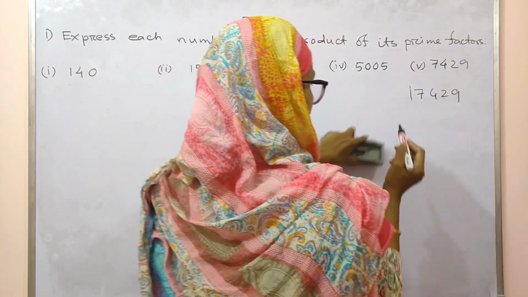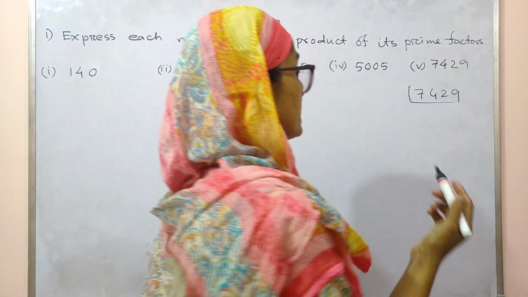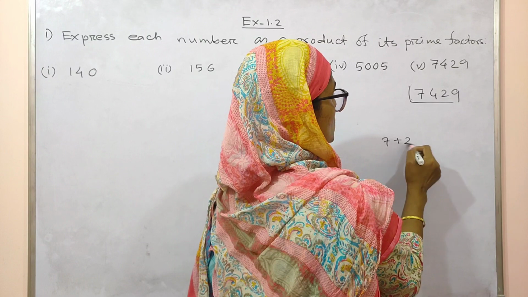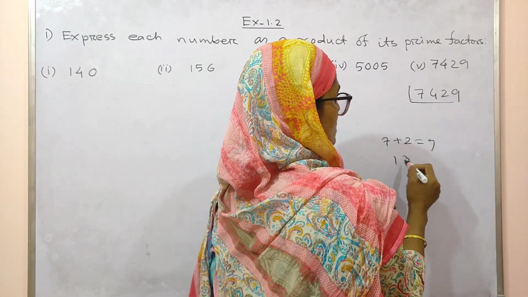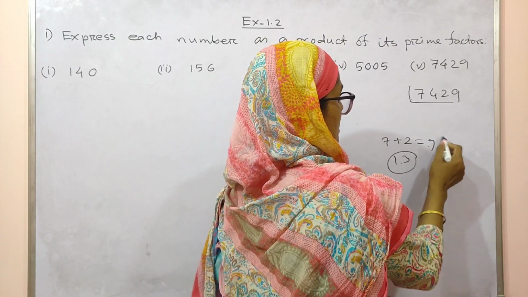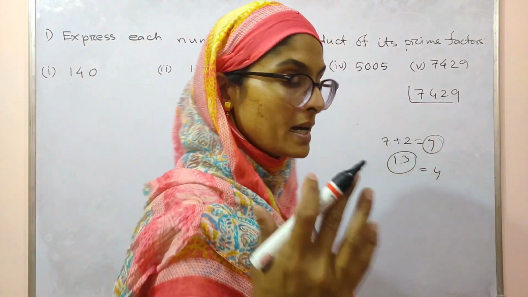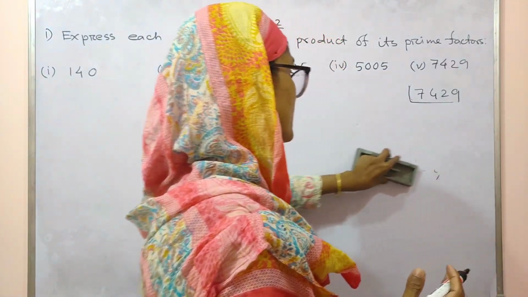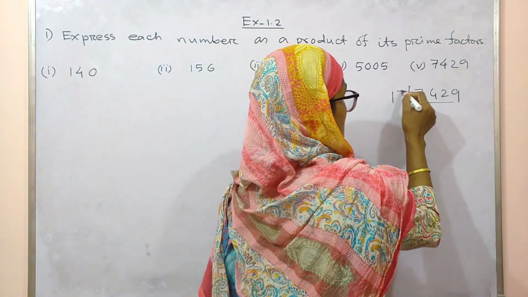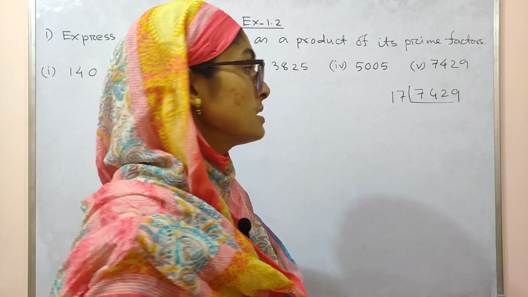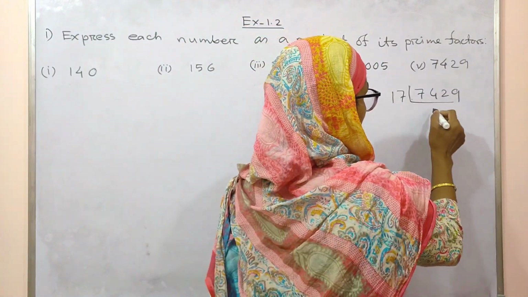Not divisible by 7. And here, check divisibility by 11. That means 7 plus 2 you will get 9. And 4 plus 9, 13. So 13 minus 9 equal to 4. This one is not divisible by 11. So not divisible by 11. Check one by one. So this one is divisible by 17. Not 13. So divisible by 17. 17 how many times? 4 times.